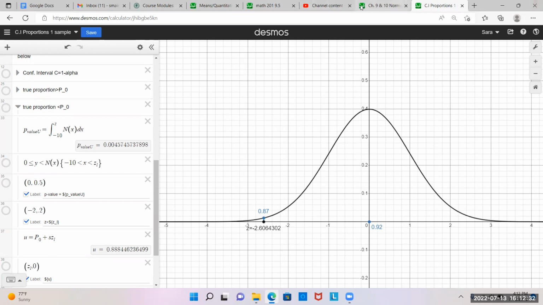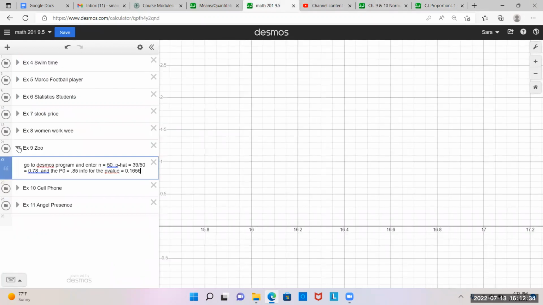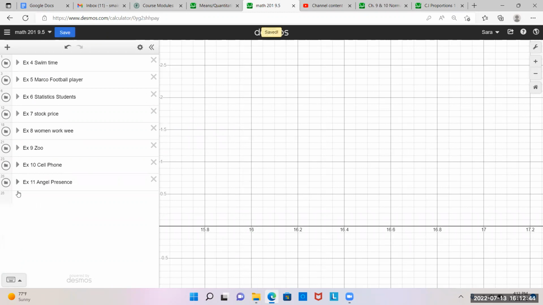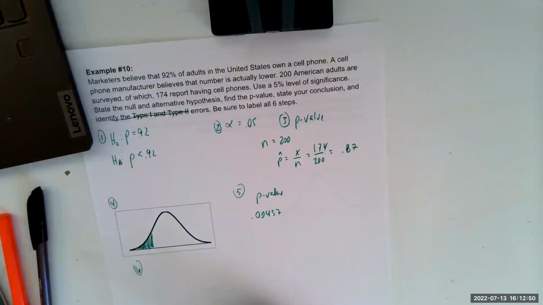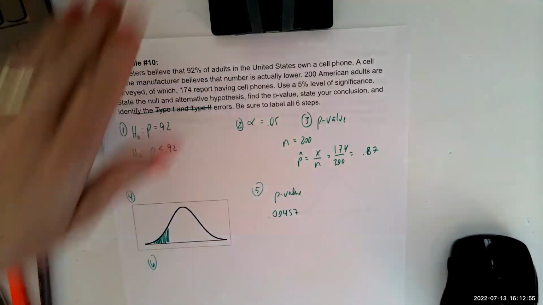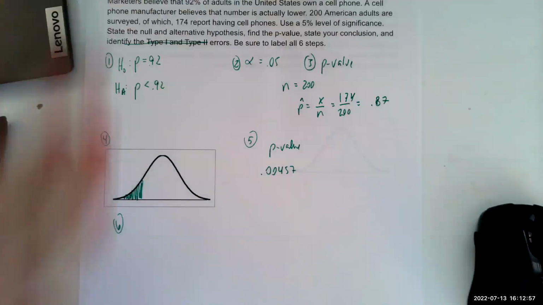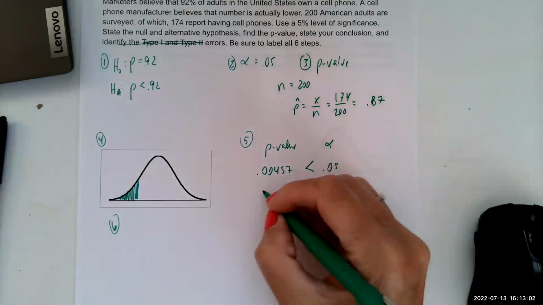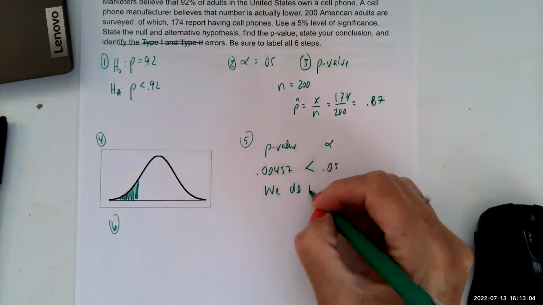And let's just make sure that we have that here in the cell phone. Yes. And let's just go back to the paper so we can write this out. So our p-value compared to alpha, 0.05, is definitely less than, so we do reject H0.